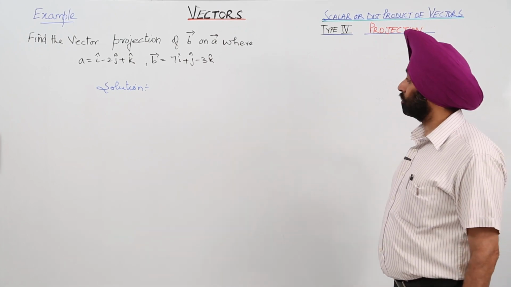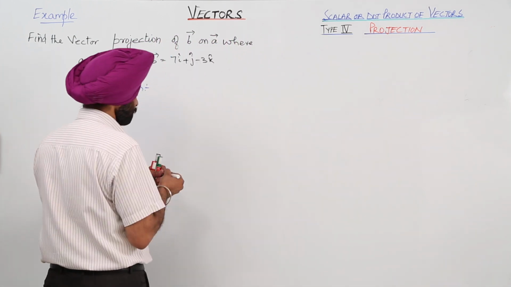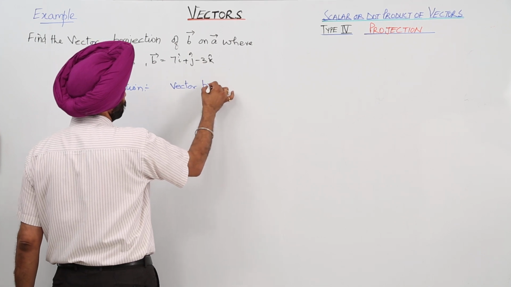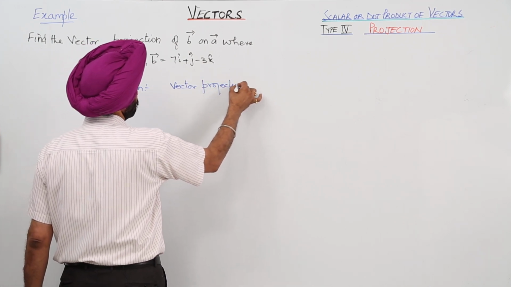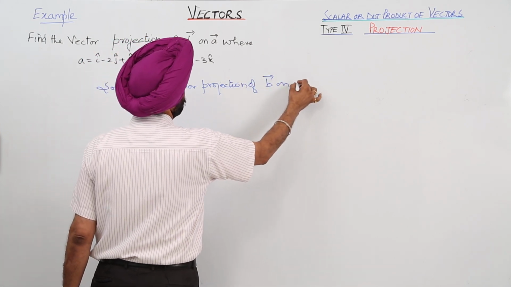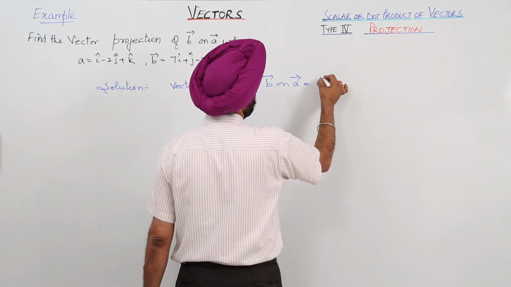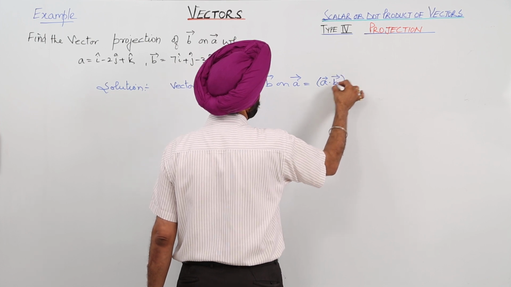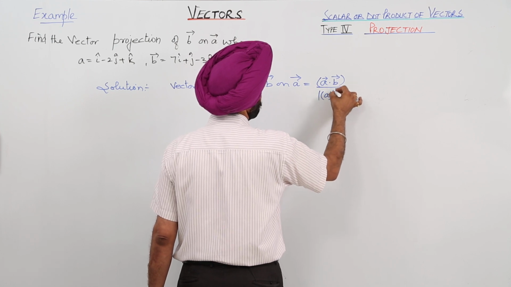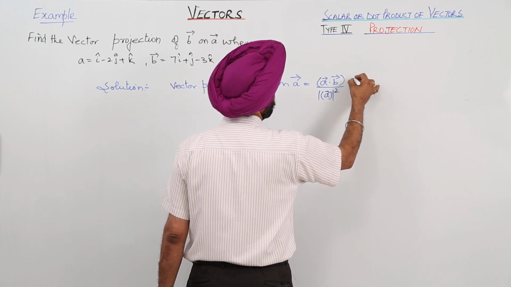Find the vector projection of B on A, where vector A and vector B are given. Now, the vector projection of vector B on vector A is equal to the dot product of vector A and vector B upon the magnitude squared of vector A, times vector A.